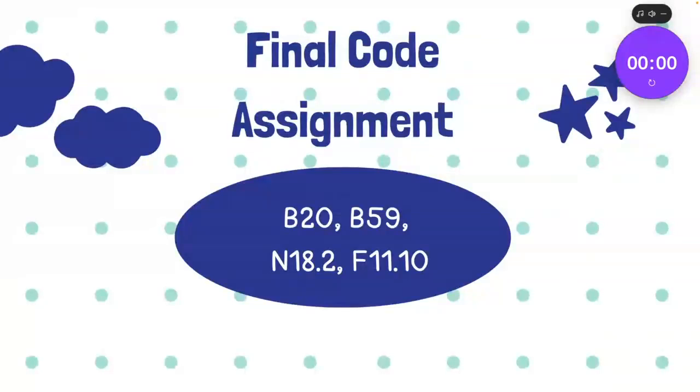All right, so for this case, I have B20 for the AIDS, B59 for the pneumocystis carinii, stage 2 CKD, N18.2, and for the heroin abuse, F1110.